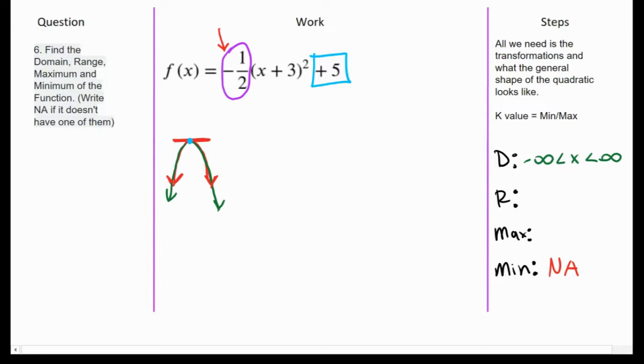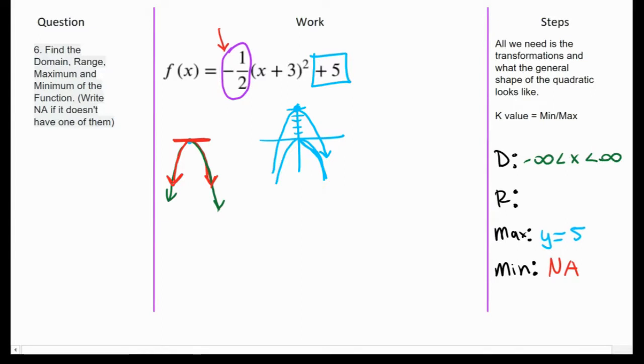So I know that normally in our parent function, if it was a negative, it would be facing downwards with a vertex at (0, 0). But the k value shifts it up 1, 2, 3, 4, 5 units. And that tells us where the highest value is, where the maximum is, at 5.